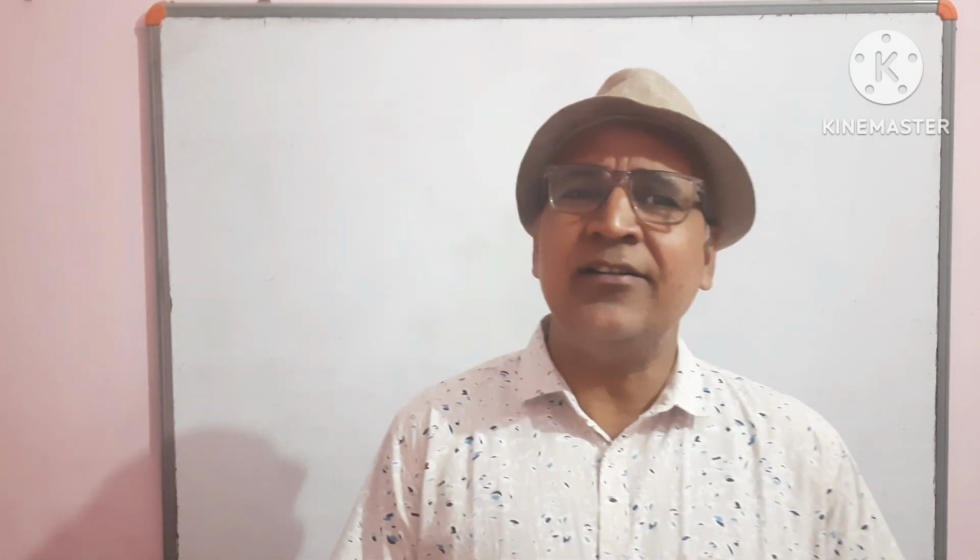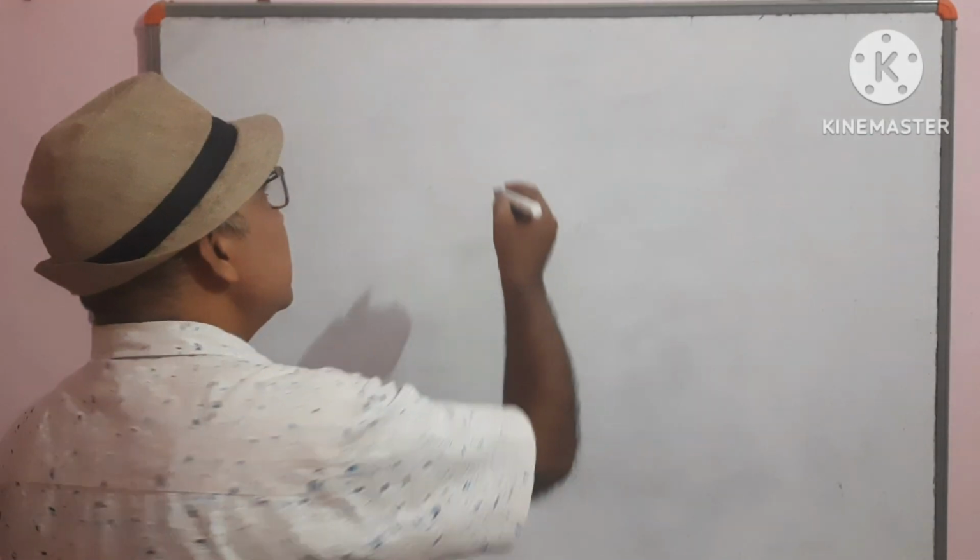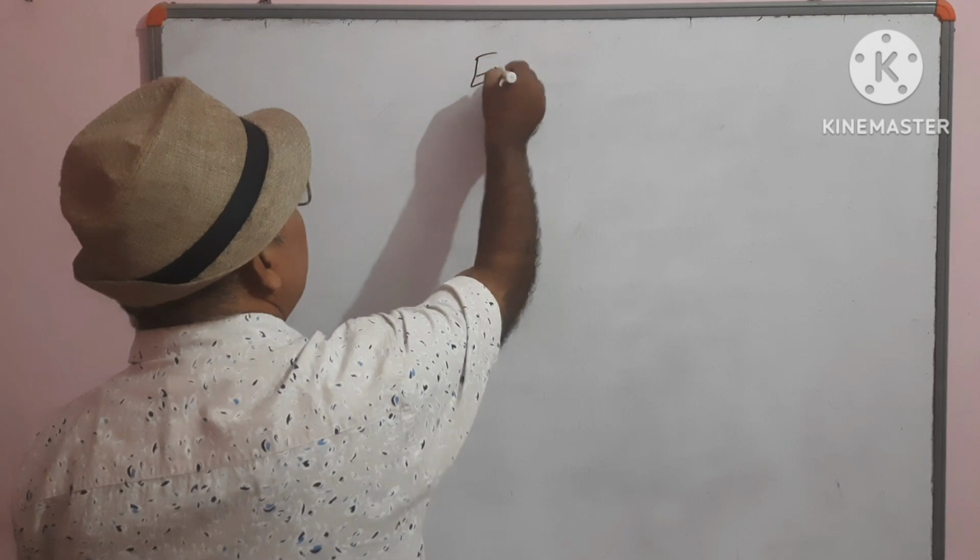Hello children, welcome back to mathematics class. Once again we are here. I hope you all are ready now. Today we are going to start your quadrilateral chapter and second exercise, that is exercise number 17b.